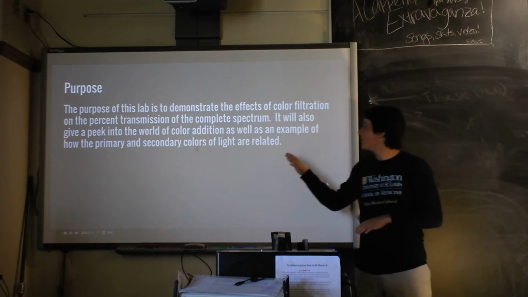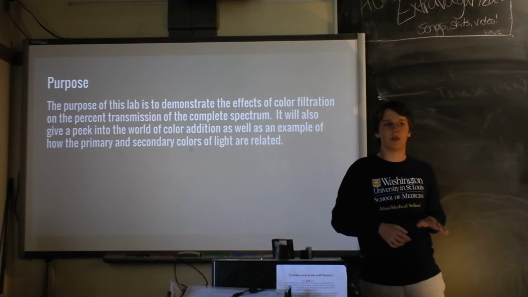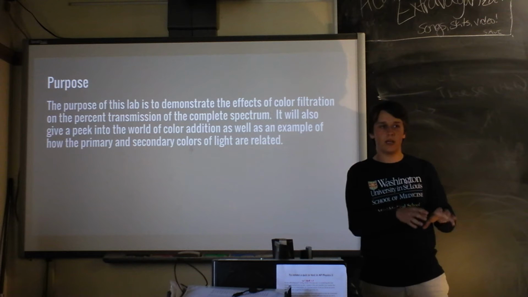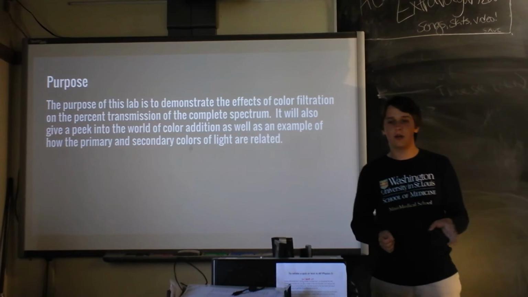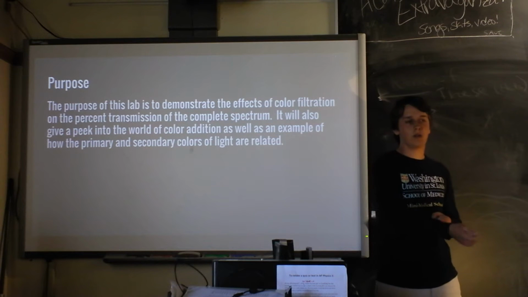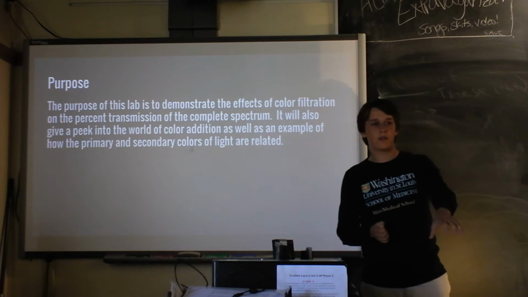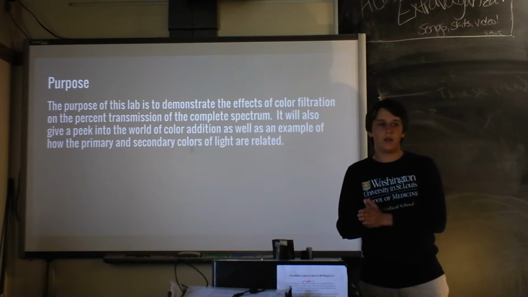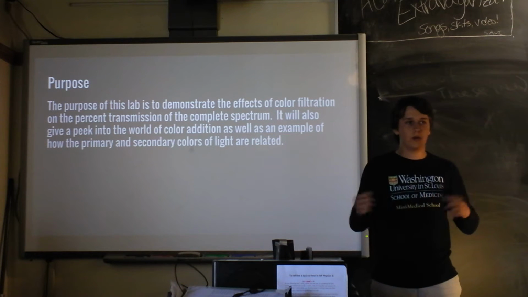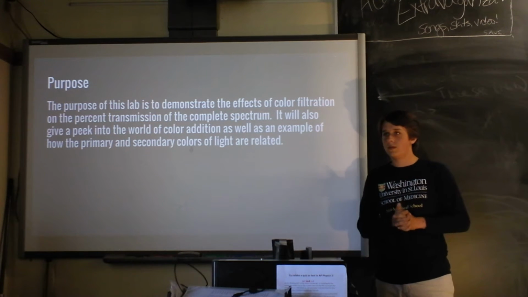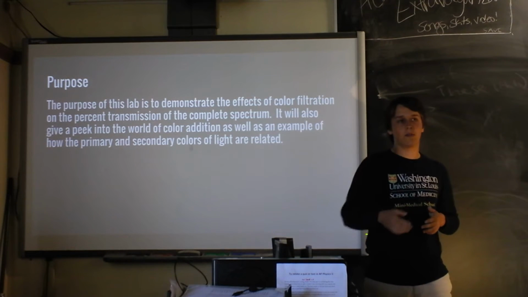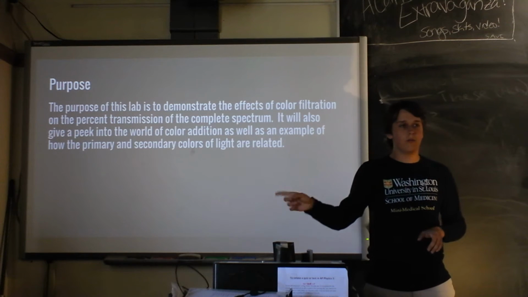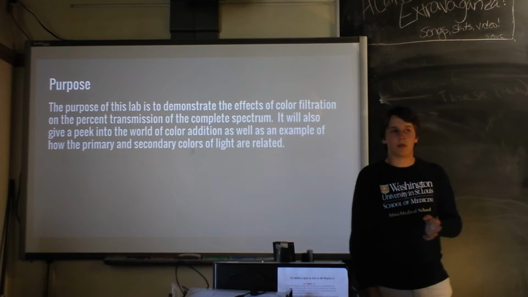Originally, the purpose of the lab was to demonstrate the effects of color filtration on percent transmission. Basically, I was going to take a glass prism, better known as a monochromator, to separate white light into the full color spectrum, and then transmit that through plastic color filters. I had one for each color of the known spectrum, like red, yellow, blue, green, the colors of the rainbow. I was going to see the exit intensity and compare it to the initial intensity of the light for each color made by the monochromator, and see if there were any linear relationships.